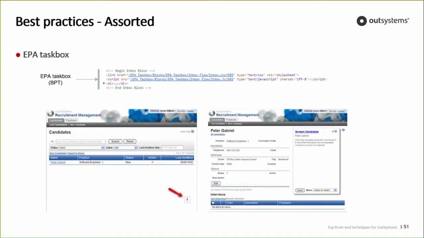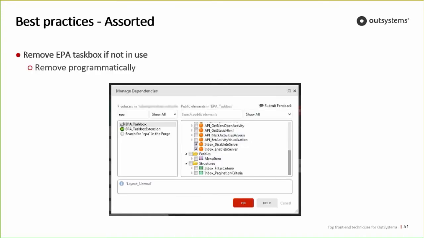However, in many of our applications, or in many of our environments, we are not using BPT, and we do not want to have those extra elements downloaded by our browser or by our mobile application. So what we can do is remove it, and there are several ways to remove it. One of the ways is to remove it programmatically. If you go to manage dependencies and you have there an EPA task box, you have two actions: one, inbox disable in server, and another to enable in server.